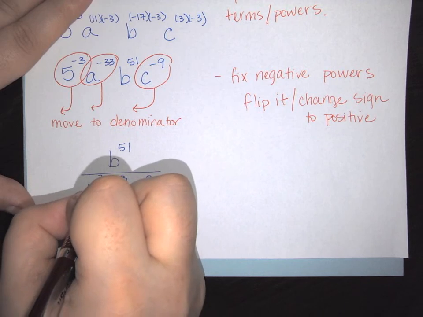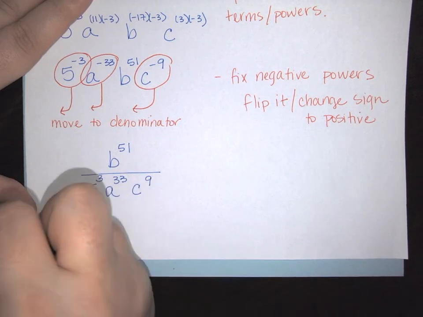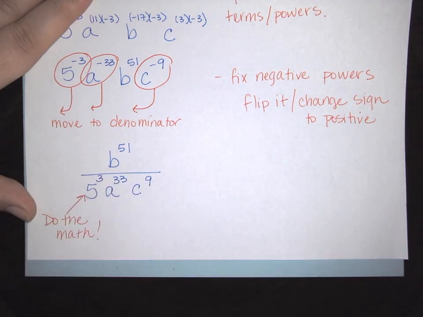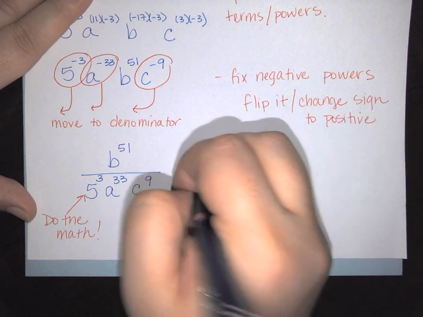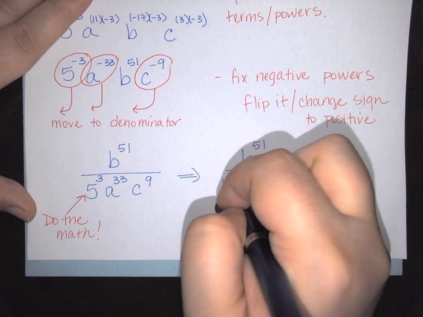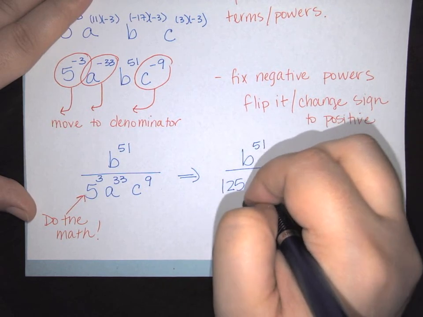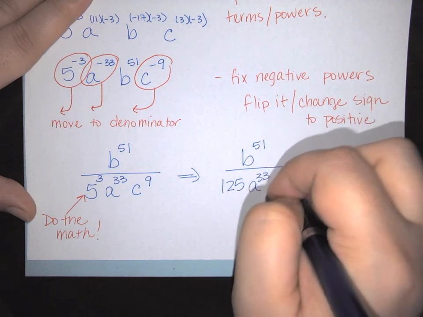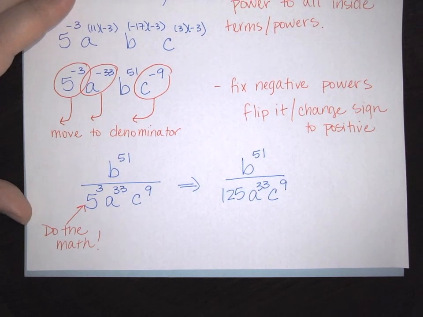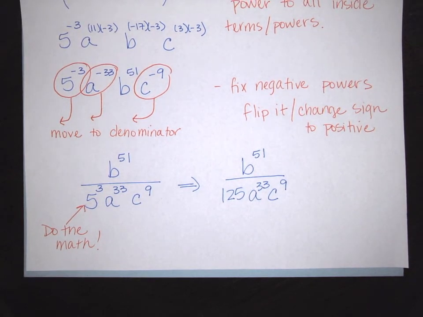The last thing that we have to do is, for my 5 to the 3rd, we need to do the math. So that makes our overall result b to the 51 over 125, a to the 33, c to the 9. Okay. So in a nutshell, that is what you would need to know in order to play around with the rules of exponents and the power rules to exponents.